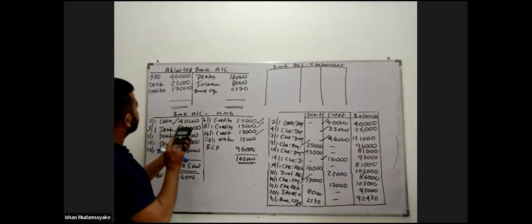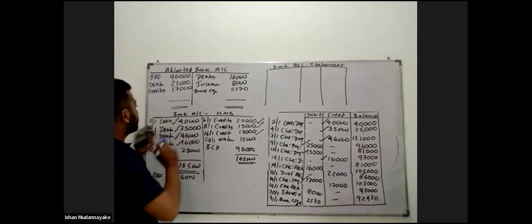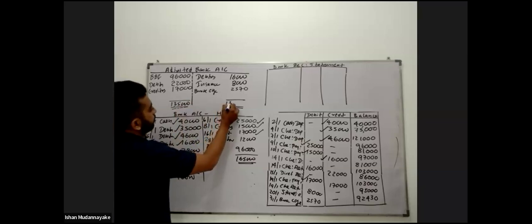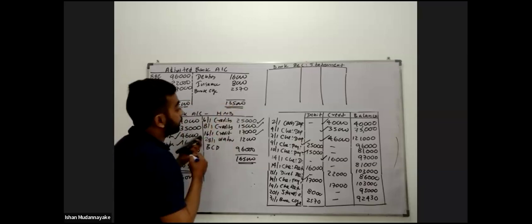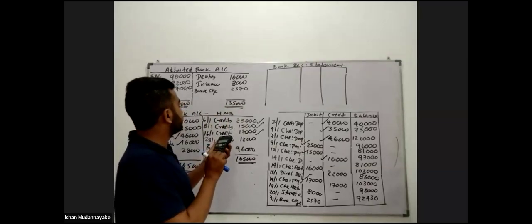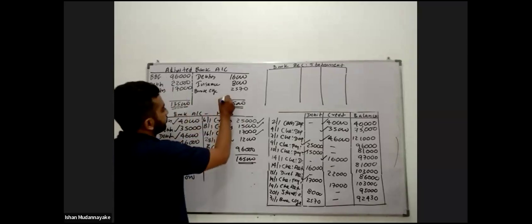The total amount is 96,000, plus 22,000, plus 17,000, which is 135,000. Then 135,000 minus 16,000, 8,000 and 2,570. How much? 108,430.